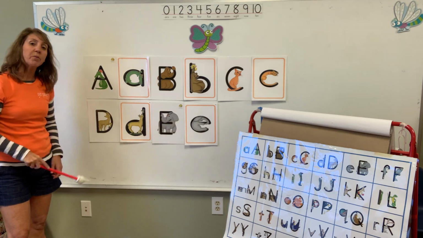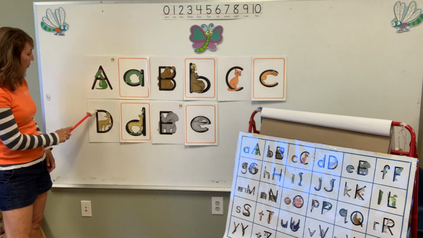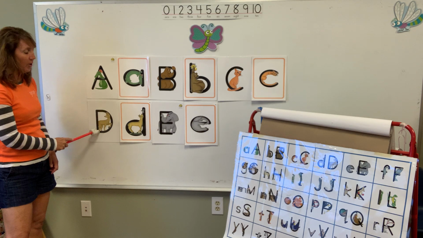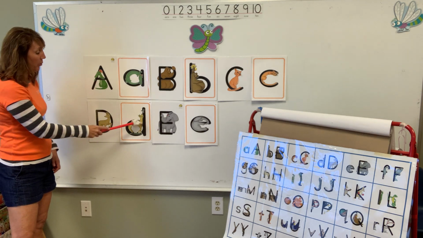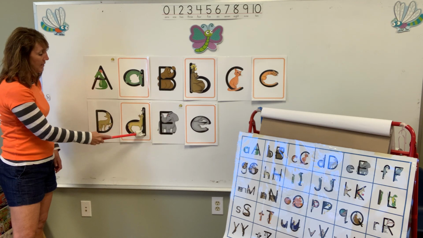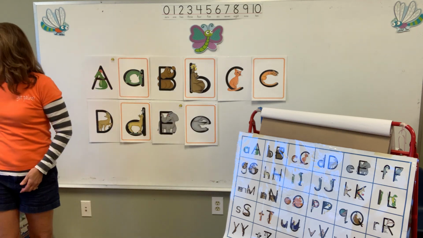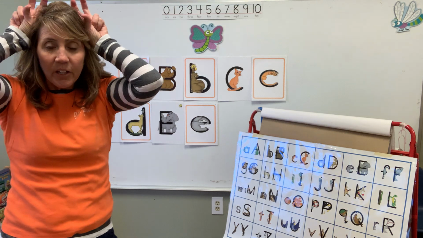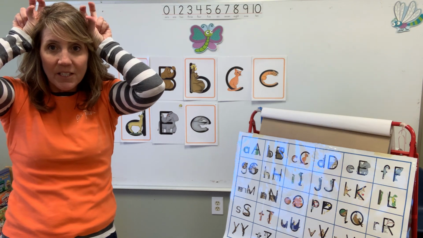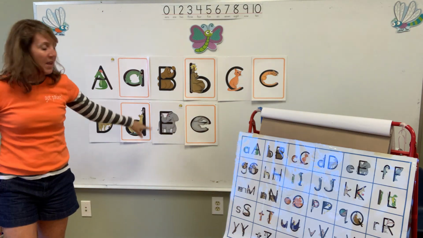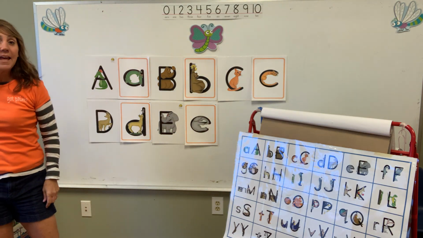Dee Dee Deer, we've got Dee Dee Deer down here, and we go down and around for our capital D. Our lowercase d, we go around, up, and down. And Dee Dee Deer, you take your ears and you have Dee Dee Deer, d. Good job.